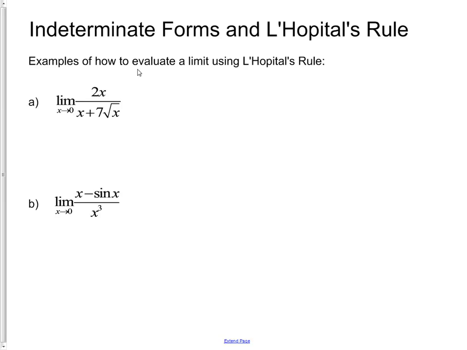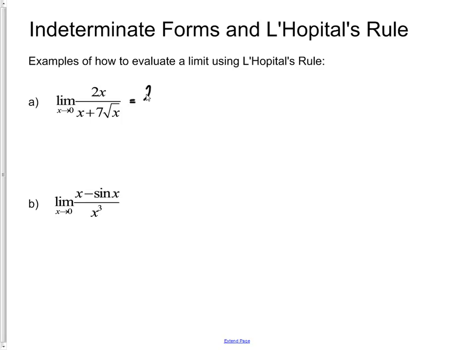All right, so let's check out how this indeterminate form rule works out with a couple of examples. We're going to use L'Hopital's rule and evaluate the limit as x approaches 0 of 2x over x plus 7 square root of x. Well, certainly substitution is going to produce 0 over 0 right here, so this is a definite candidate for the L'Hopital's rule treatment.